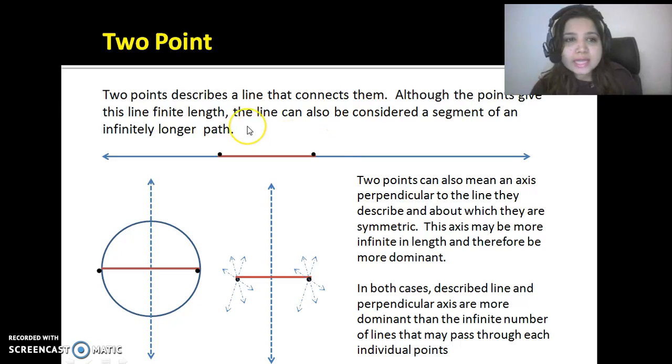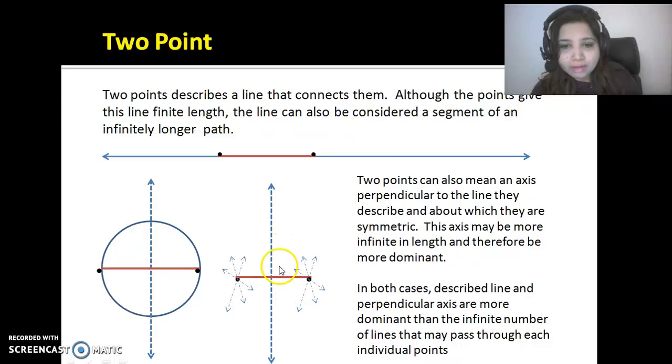Another philosophy says that 2 points describe a line that connects them. Although the points give this line finite length, the line can further extend, and this can be the infinite line. But this line is actually a segment of this longer path. Now we have 2 examples. The 2 points can also mean an axis perpendicular to the line they describe and about which they are symmetric. This axis may be infinite in length and therefore be more dominant.